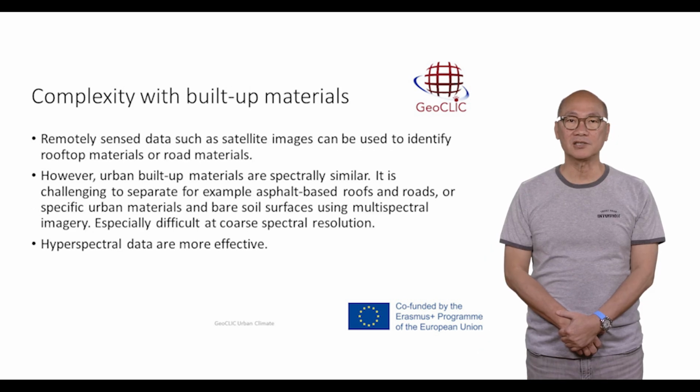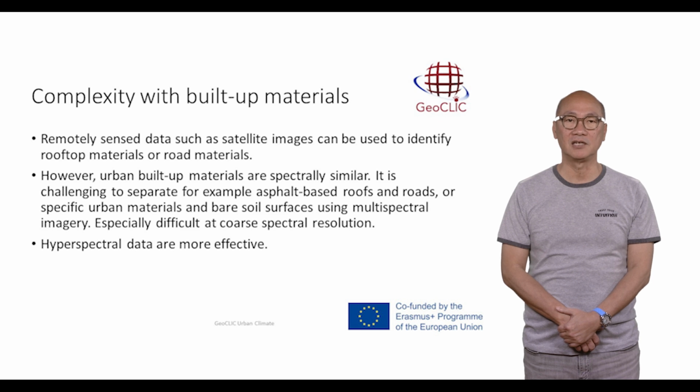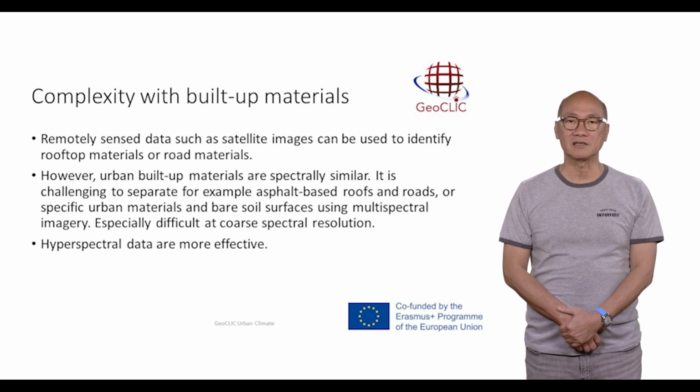A simple exercise of land cover classification using satellite images should have shown that it is very difficult to further classify subclasses in urban areas because of big variation in building materials. While remotely sensed data, such as satellite images, have been used to characterize urban land cover classes or to identify rooftop materials or raw materials.